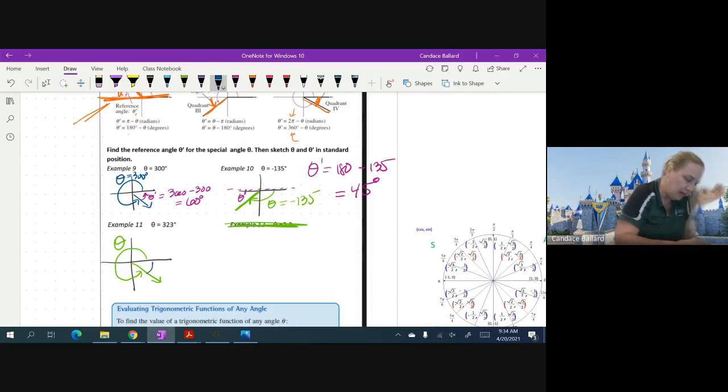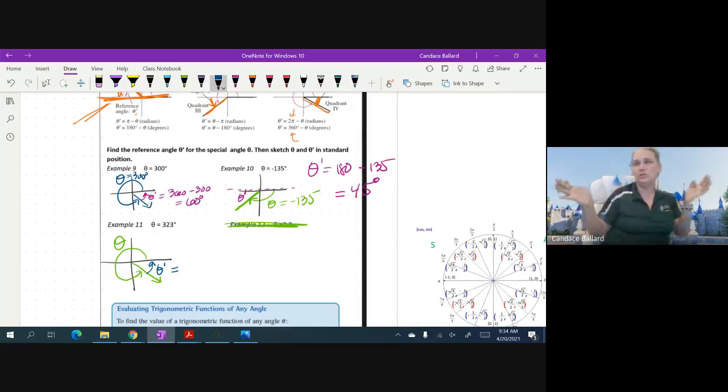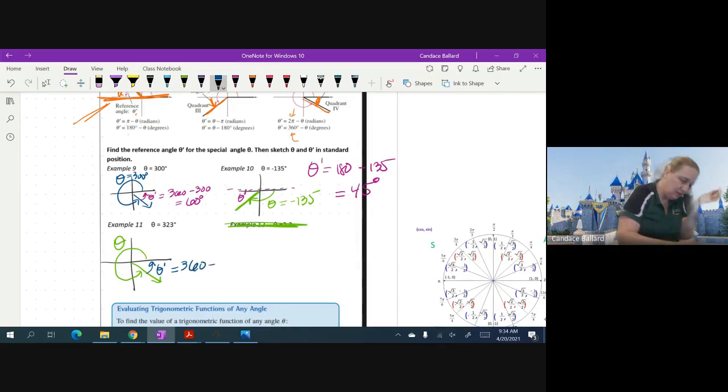Okay, so since we have done one of these before, for my reference angle, what do you think I'm going to do? So put the calculation you think we should do in the chat to figure out how much is left. If I know the whole thing is something, what would the calculation be? All right, you guys are awesome. 360 minus 323. And hopefully, if I can do my arithmetic right, it is 37 degrees.